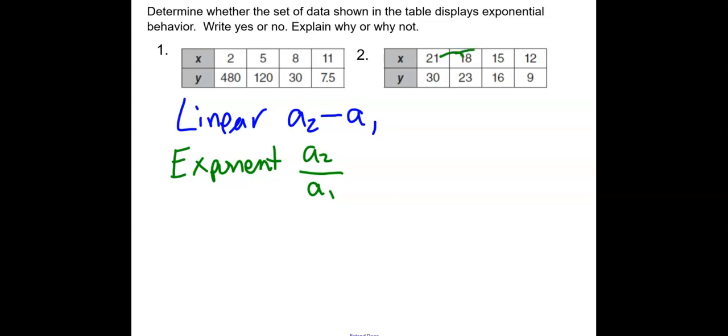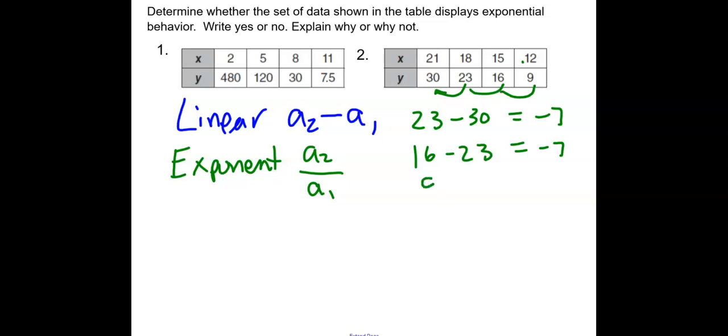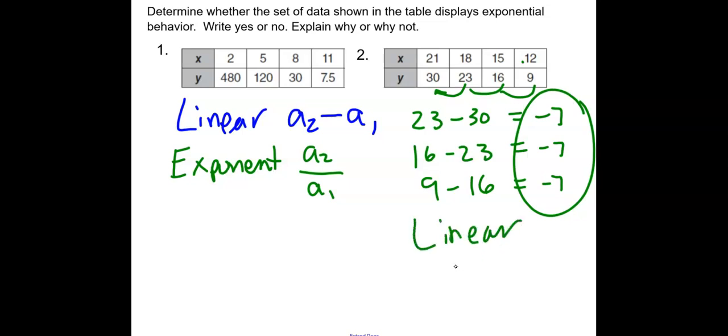So I do have a consistent pattern here with the x's minusing 3 each time. So now what I'm going to do is take the next number and subtract it from the previous. Take the next number and subtract it from the previous. And take the next number and subtract it from the previous. And you'll notice I'm getting a constant value here. So this is linear, and it has a constant or common difference, and that value is -7.